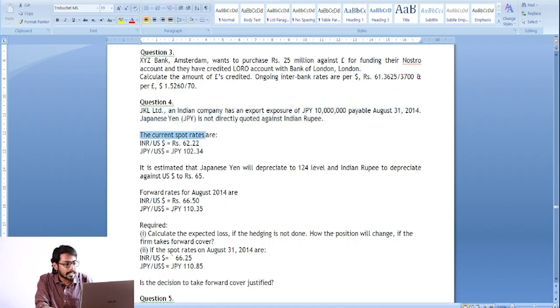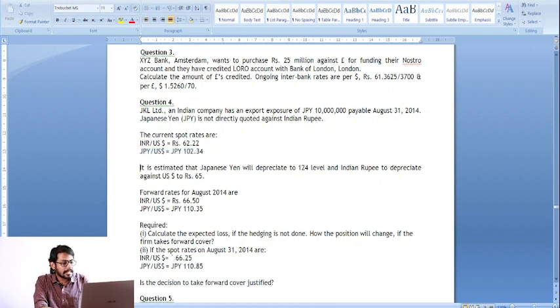The current spot rates are INR by US dollar. See, a dollar symbol is there, so it is not a 3 alphabet quotation; it is a symbol quotation only. INR by US dollar, rupee by dollar, is 62.22. No way is dollar by rupee going to be 62.22, as 1 rupee worth $62 won't happen anytime in the near future. This is the other way around: $1 is 62 rupees. This is rupee by dollar 62.22. Similarly, yen by dollar, $1 is 102.34 yen.